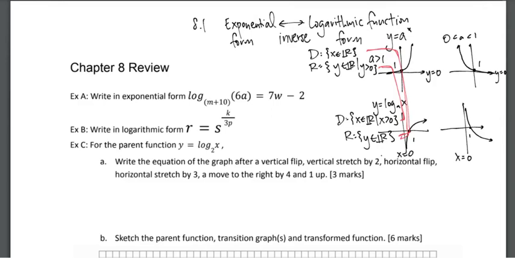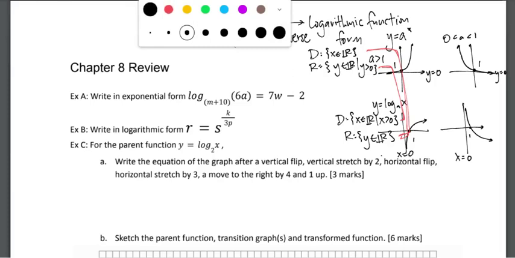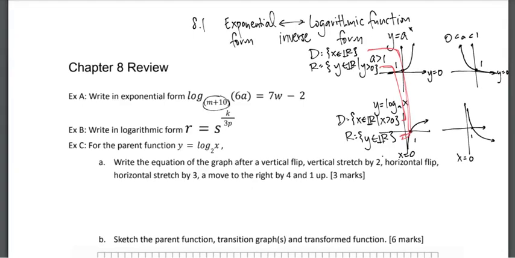Okay. So we're going to switch between exponential and logarithmic form. Write in exponential form log base m plus 10 of 6a equals 7w minus 2. So this is going to be my base in the new answer. So m plus 10 is my base, put in brackets. And these guys are essentially switching places. So the argument becomes the answer, and this answer is going to become the exponent, like that.